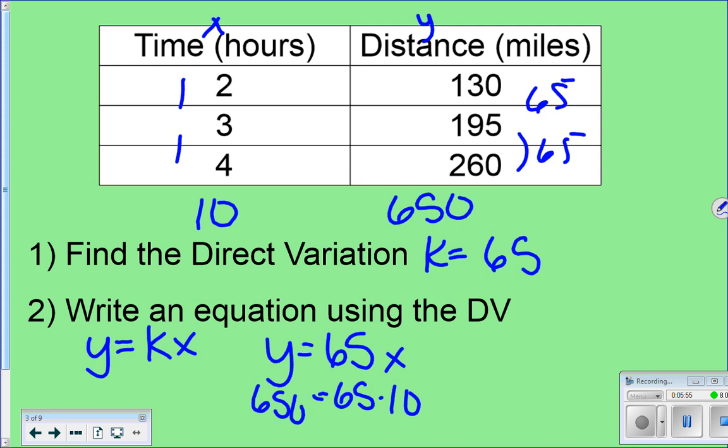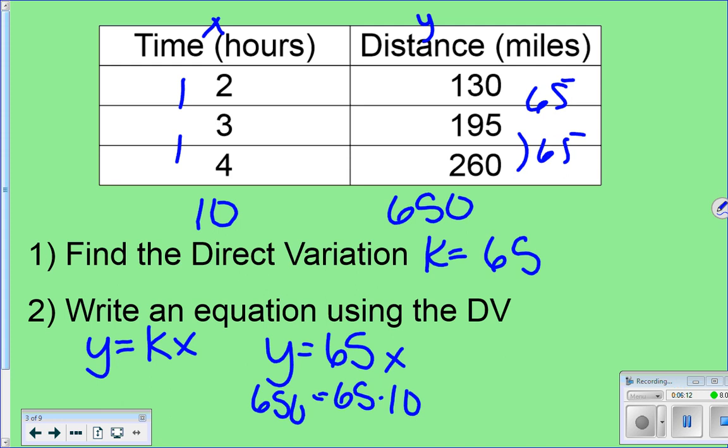So this means that for every 1 hour, I can go 65 miles an hour. So if I go 10 hours times 65, that means I'm going to go 650 miles in 10 hours. Okay, catching it? We'll do another one.